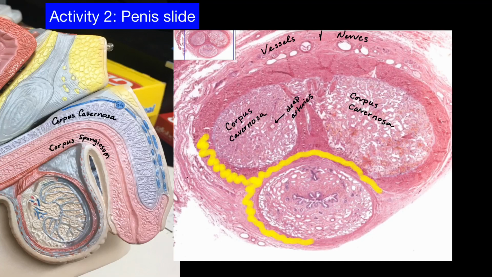And we can see this opening. So here's our corpus spongiosum. This opening is our spongy urethra. Remember, it's spongy urethra because it's passing through the body of the penis. And we can see it on the slide image. Here I'm highlighting it in purple so you can see it a little bit better. So it's the tube that's lined with pseudostratified columnar epithelium, and it allows for the passage of urine as well as semen.